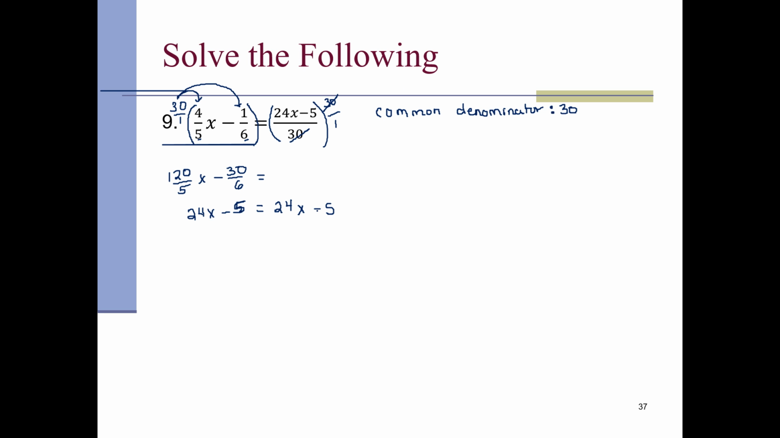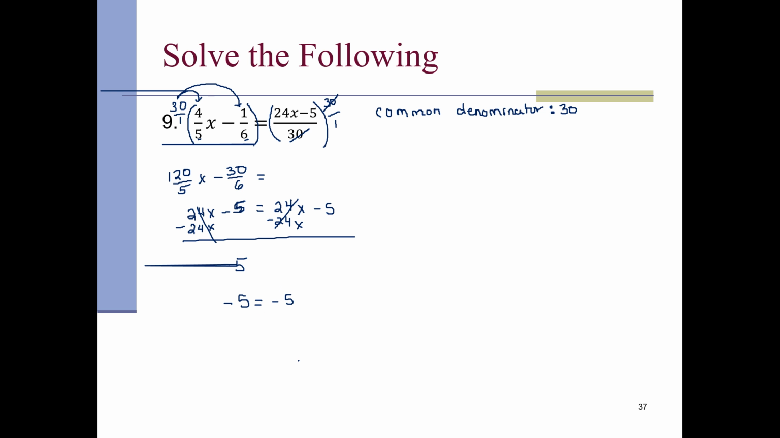I'm going to try some math. So I'm supposed to get my variable terms together first. If I do that, I do minus 24x on both sides. On the left, those cancel. I have negative 5. I bring down my equals. On the right, these cancel. I also have negative 5.